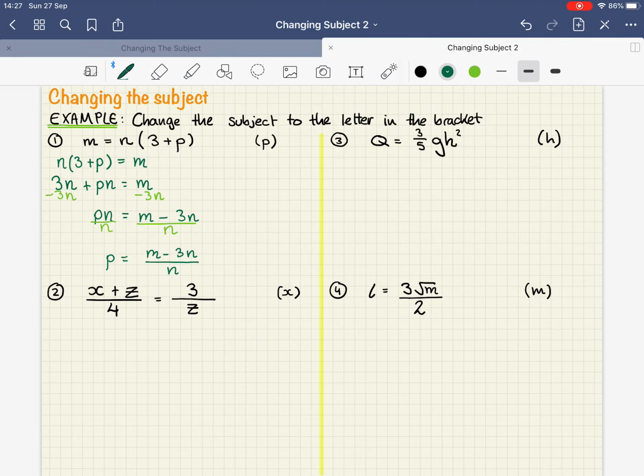Okay, so on this next one, I've got x plus z over 4 equals 3 over z. First thing I want to do, I want to get rid of my denominators here. I want to get rid of the fractions. So I'm going to multiply the tops by 4z. So essentially, I'm going to put these little bits in brackets, and I'm going to multiply them by 4z.